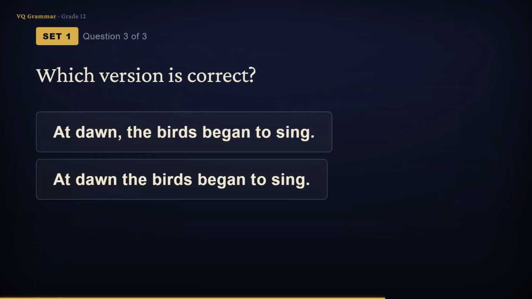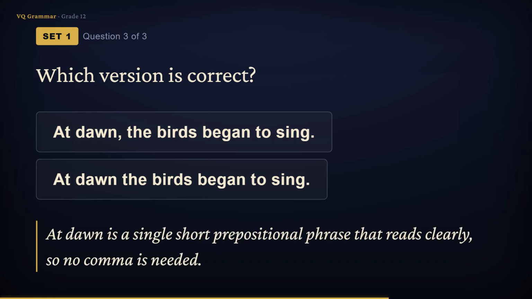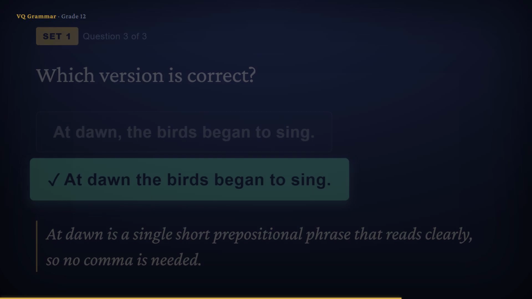Number 3. "At dawn the birds began to sing." Does this short opener need a comma? "At dawn" is a single short prepositional phrase, and the sentence reads clearly without any pause. There's no risk of misreading here, so we leave the comma out.